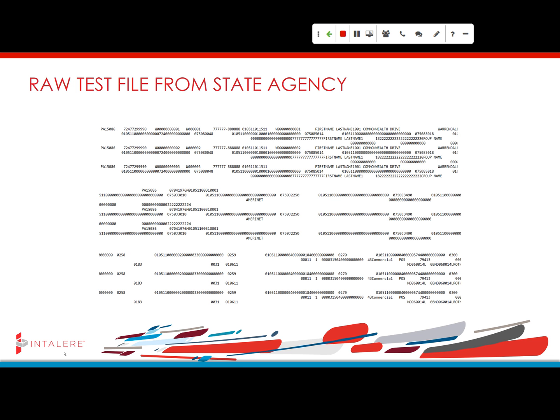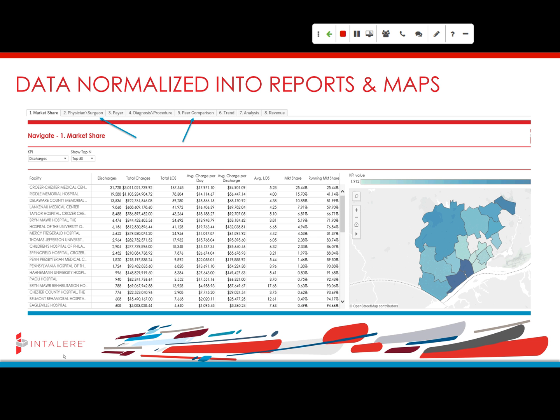And then, once again, we take this raw test file that I've shown you before, and now what we have to do is normalize this and put it into a format that's easily understood and easily used by people in the field. So this would be an example of that raw file being normalized into a report and a map. And I'm going to get into some further detail here. In this example, we're showing some different tabs in the upper section of the view.